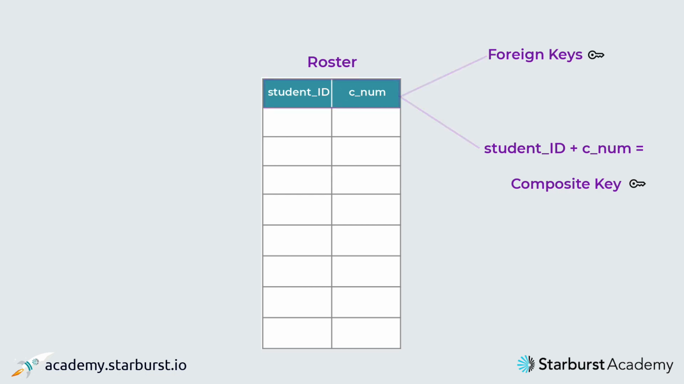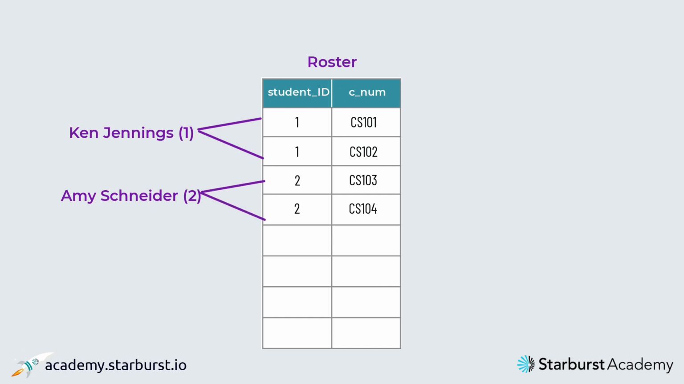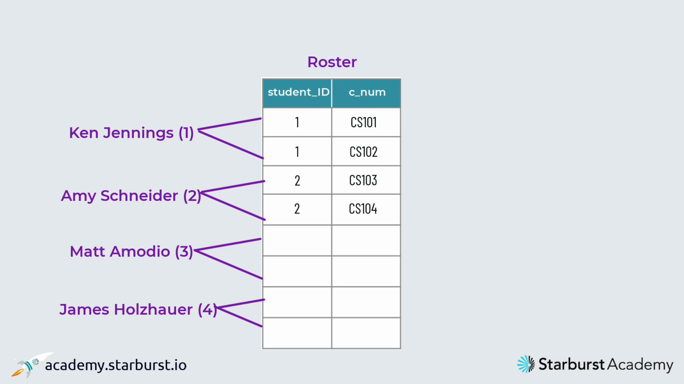which uniquely identifies which courses each student is taking. If Ken Jennings, who has student ID 1 in the students table, is taking CS 101 and CS 102 from the courses table, we can add his ID along with the course numbers to the bridge table like so. Amy Schneider is taking CS 103 and CS 104, so we can add that data in here, and then Matt Amodio and James Holzhauer are both taking CS 102 and CS 104.